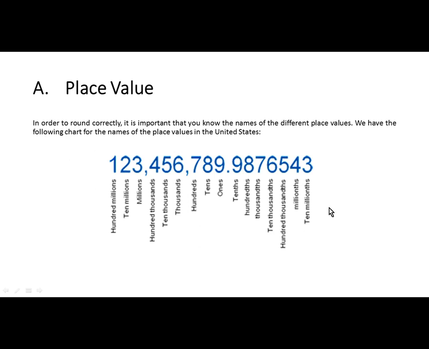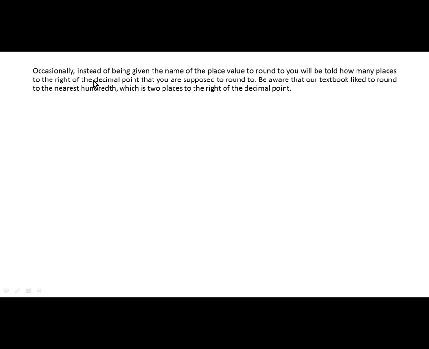Now sometimes you'll be told, round to 3 places to the right of the decimal point, so it's kind of obvious, 3 places. So occasionally, instead of being given the name of the place value to round, you will be told how many places to the right of the decimal point you're supposed to round. Be aware that our textbook likes to round to the nearest hundredth, which is 2 places right of the decimal point. Now sometimes I will use hundredths, sometimes I'll use something else. So read the directions to know how many place values you're supposed to have. It's a shame to miss a problem just because you rounded incorrectly.